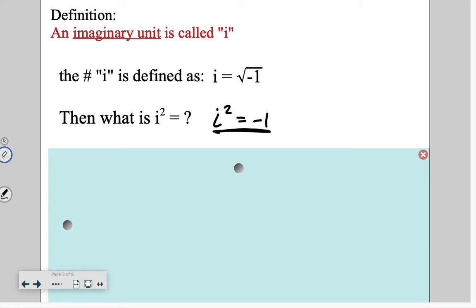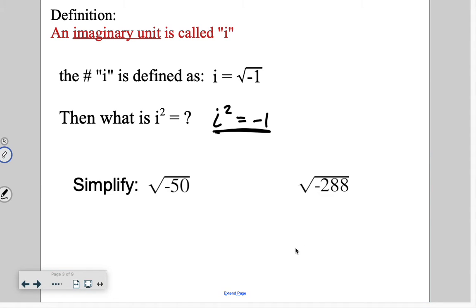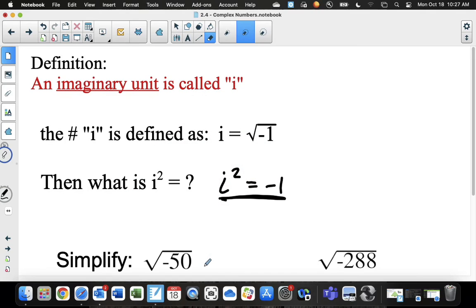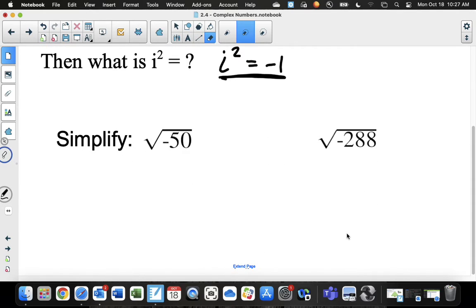We're going to start by kind of going backwards a little bit, and we're just going to simplify some square roots. Now, ones that have negatives in them. So here's the idea. I'll give you the definition, and then we'll talk about just kind of working our way through it. Let's say that did not have a negative. Let's say it was just a square root of 50. How do I simplify a square root of 50? What would I do?